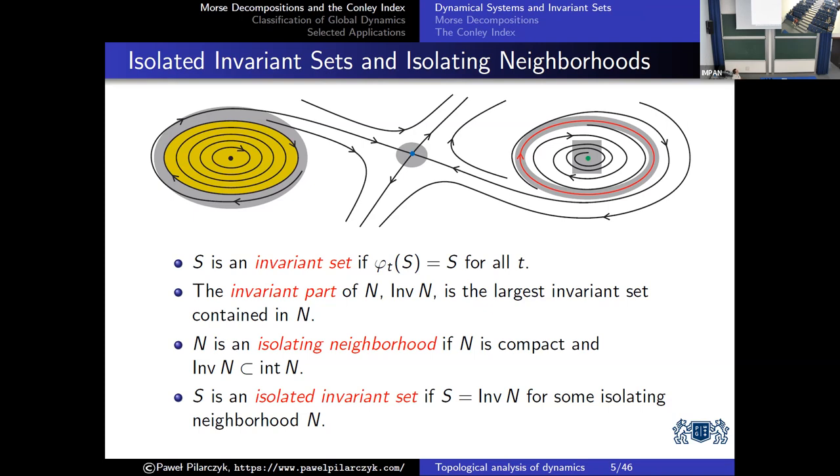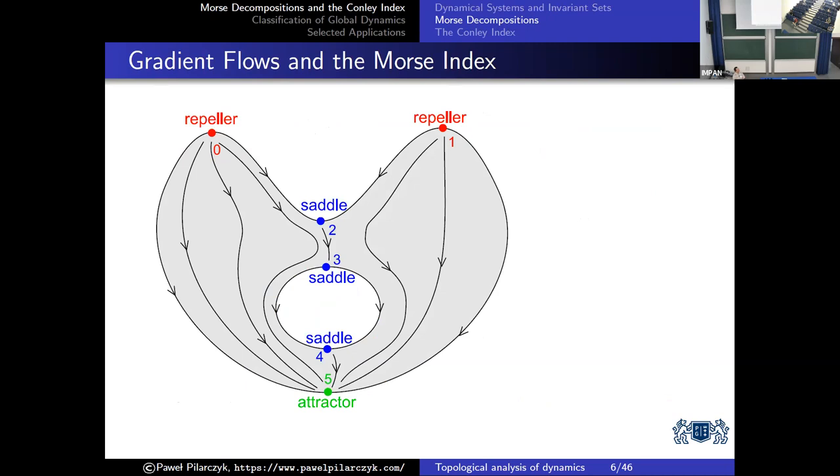So now we would like to split the dynamics into recurrent parts, which will consist of these isolated invariant sets. And the remainder of the space will be sort of simple dynamics that runs from one set to another. Specifically, I'm thinking about a gradient flow. So suppose we have a surface in R3 and all the points move downwards with the gradient. In this situation, in the generic position, we have a finite number of critical points, and all the other trajectories flow from one critical point to another. So these are sort of connections.